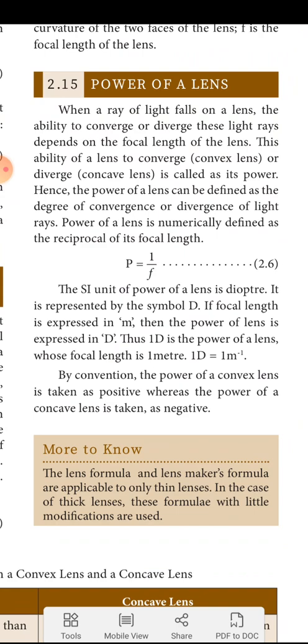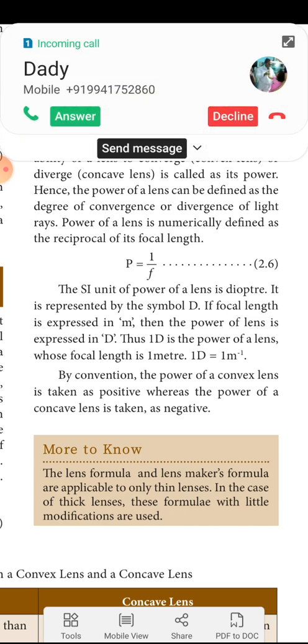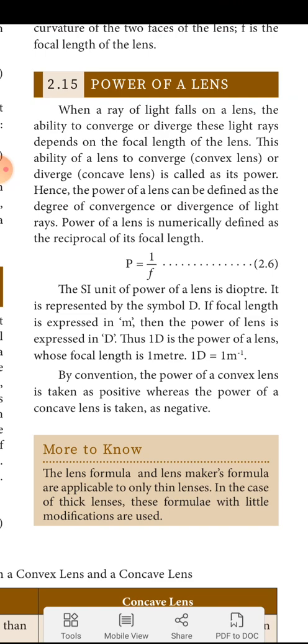Power of a lens is numerically defined as the reciprocal of the focal length. For example, if a lens has a focal length of 10 centimeters, what is its power? 1 by 10, you will get 0.1. For every definition, we will have a formula as well as a unit to measure. So for the power of a lens, the measurement unit is the diopter. The SI unit of power of a lens is the diopter. It is represented by the letter D, capital D.